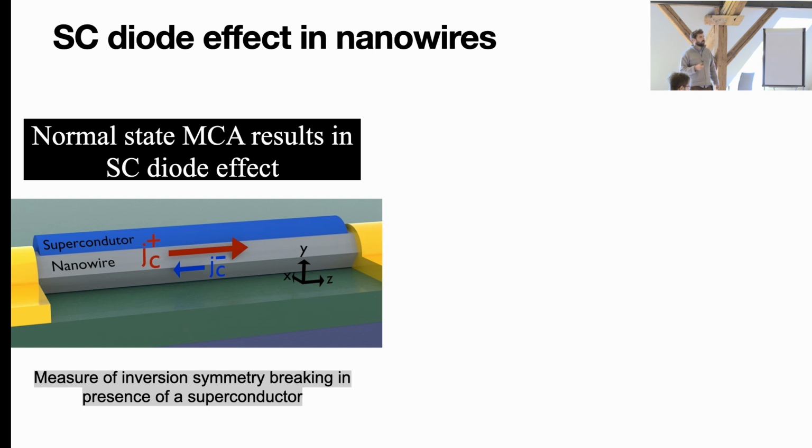So what that means is that if I have inversion symmetry broken and I have broken time reversal symmetry, then my critical current in one direction of, for example, a nanowire, is different than the critical current in the other direction. And the reason that gets called the diode effect is, of course, if the critical current is slightly higher in one direction than the other, then in one direction I have a supercurrent flowing, and in the other direction it's just normal diffusive transport.